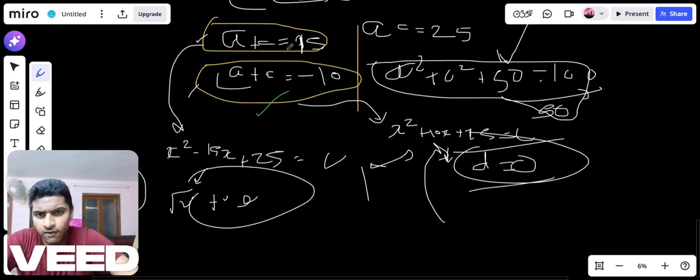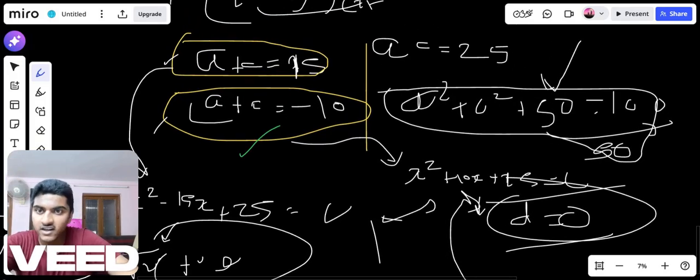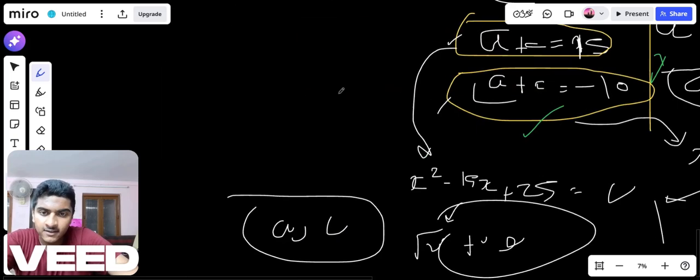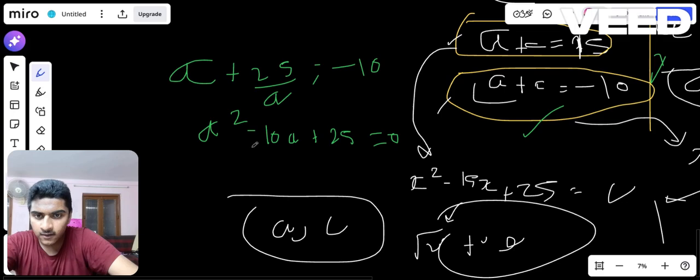One more thing: if this quadratic idea doesn't hit you directly, you can do one thing. Maybe try to relate these two. How can you relate them? c equals 25 by a. Just substitute: a plus 25 by a equals minus 10. Just see, a squared minus 10a plus 25 equals 0. Now just find the discriminant.